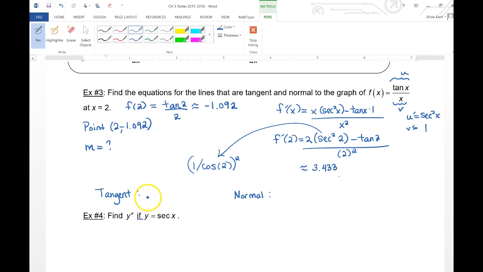The slope that we found, is that for the tangent line? That's for the tangent. This is what we get in point slope form for the tangent.